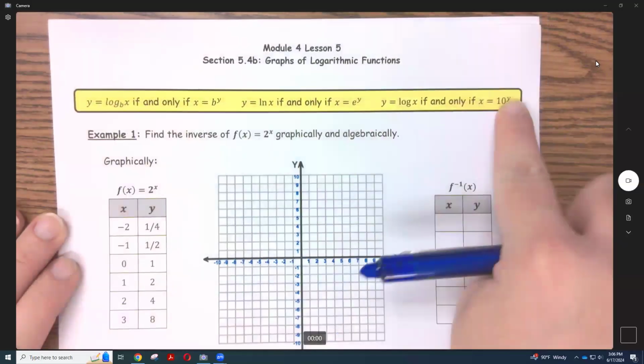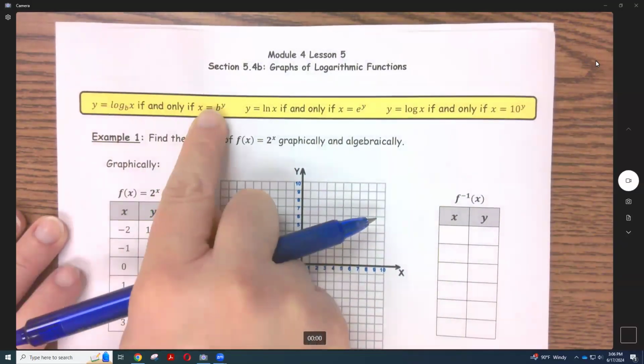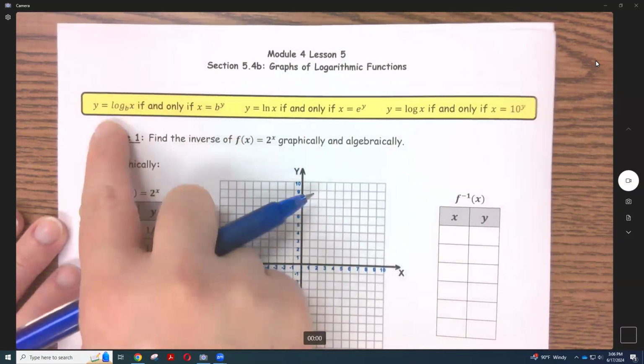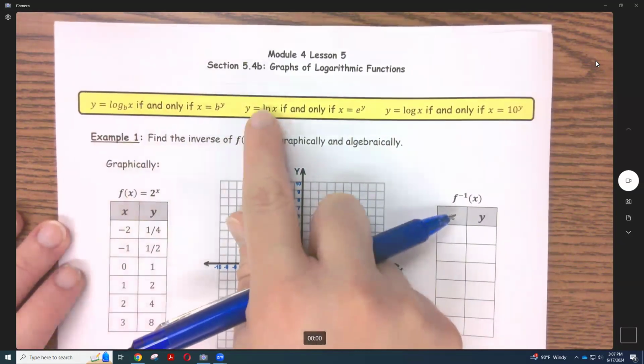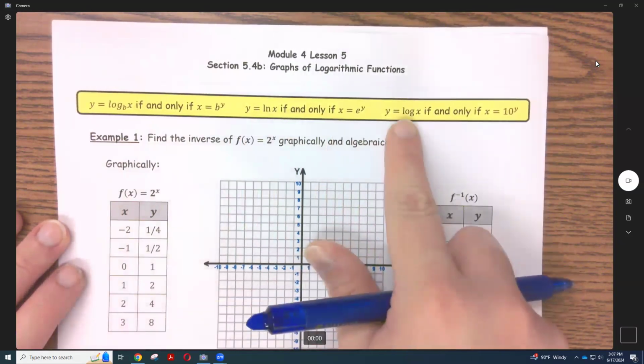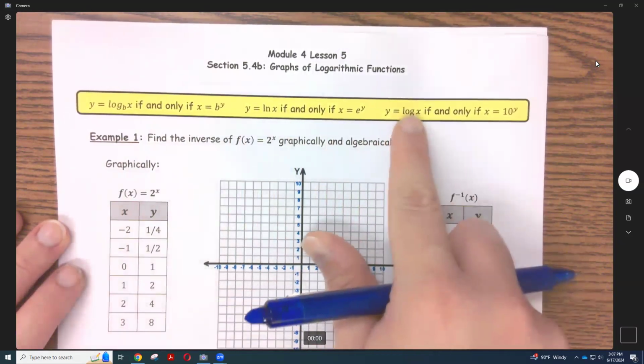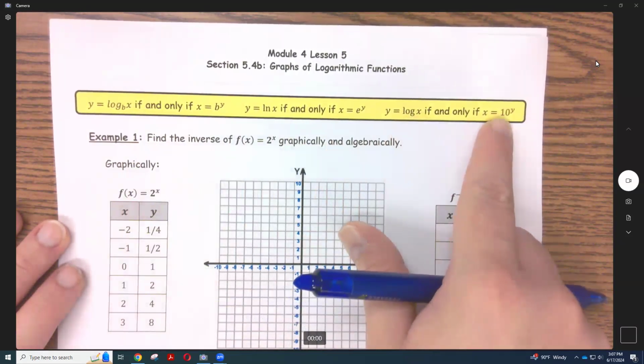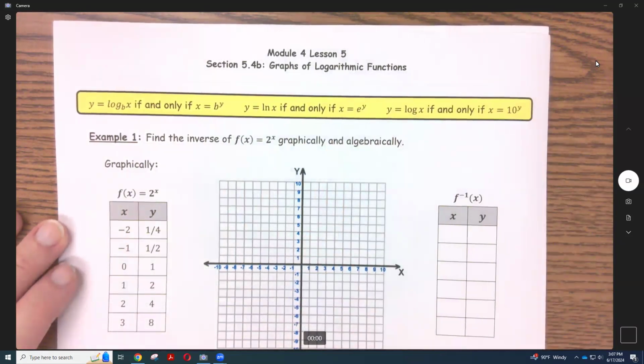You have a little reminder up here about how to go from log to exponential, and it also works the other way, going from exponential to log. And as a reminder, if you have a natural log, that's a log with a base of e. And if you have a common log, you see no base down here. That's a base of 10. So that's your common log.